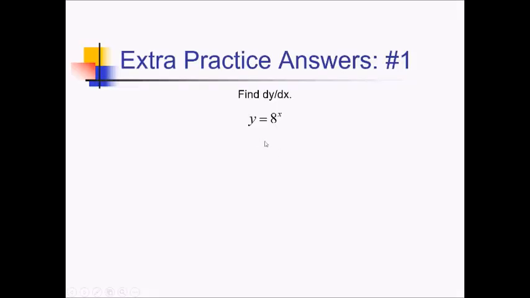On this problem, we have a non-e base, so we're going to have to use the non-e base rule. That's going to be b to the x times ln of b. So that would be 8 to the x times ln of 8, and there's our derivative.